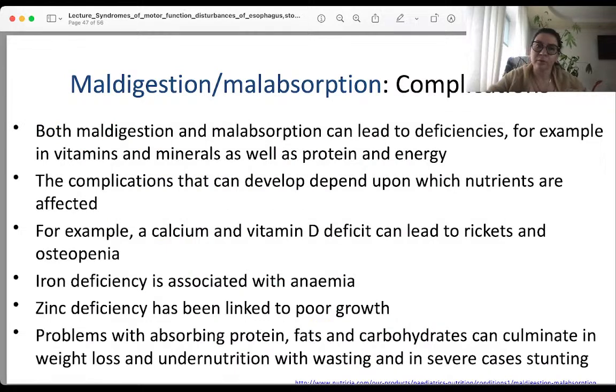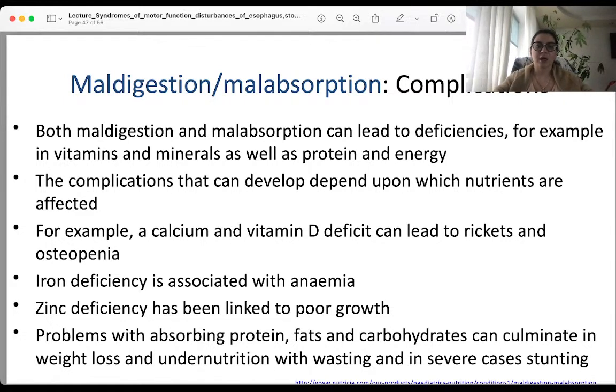Complications. Both maldigestion and malabsorption can lead to deficiencies, for example, in vitamins and minerals, as well as protein and energy. The complications that can develop depend upon which nutrients are affected. For example, a calcium and vitamin D deficit can lead to rickets and osteopenia. Iron deficiency is associated with anemia.